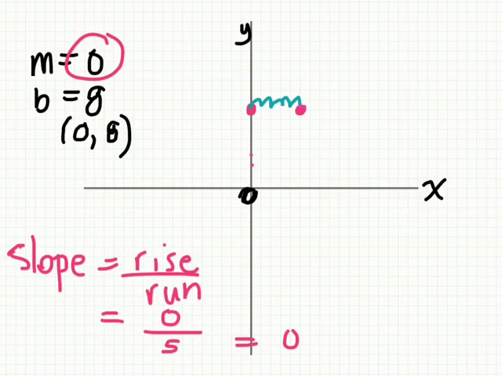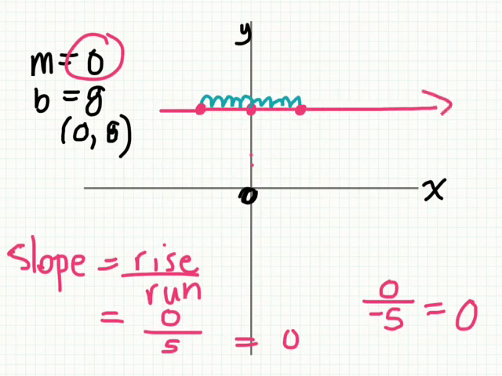Have the line go that way, or I can even have a negative. 0 over negative 5 is still 0. So I can run to the left. 1, 2, 3, 4, 5. There's another point on the line. Therefore, my line is going to look like this. What type of line is that? Vertical or horizontal? A horizontal line.